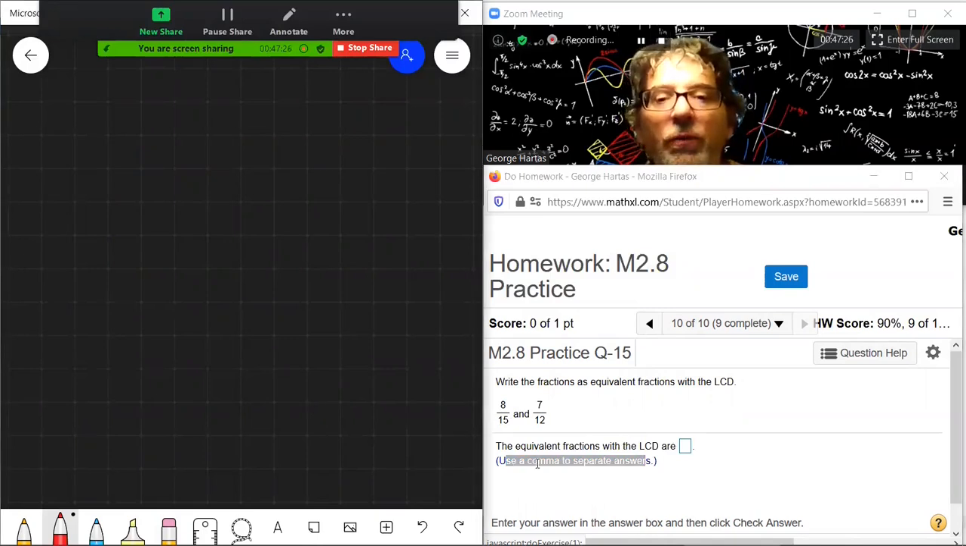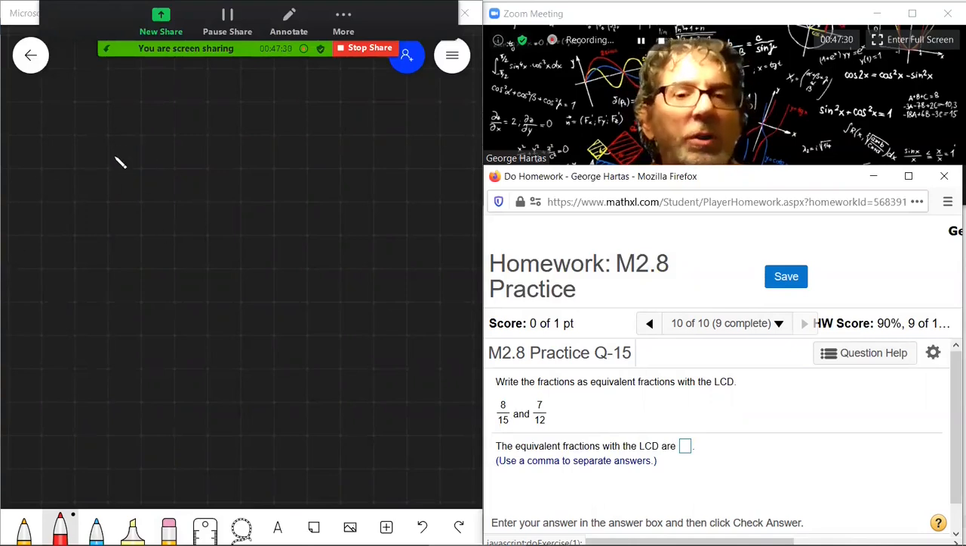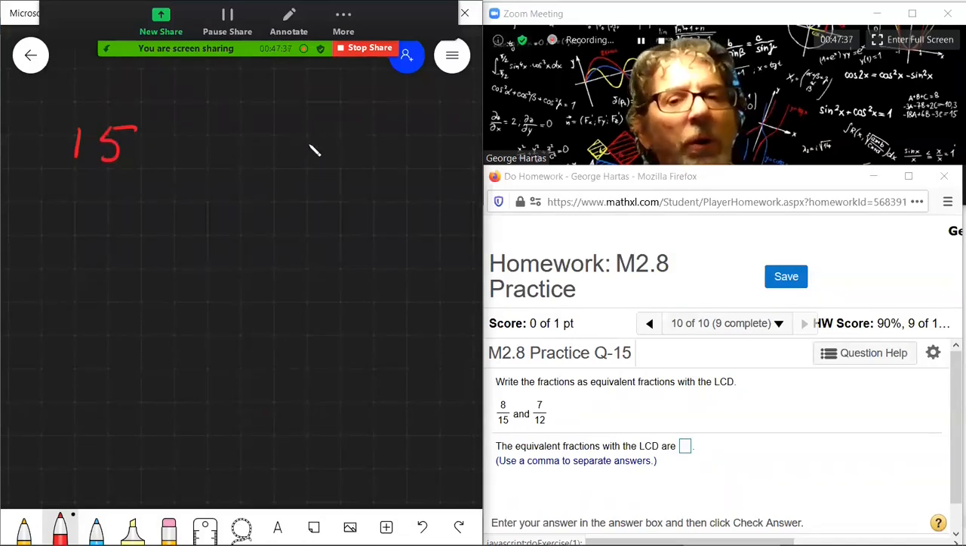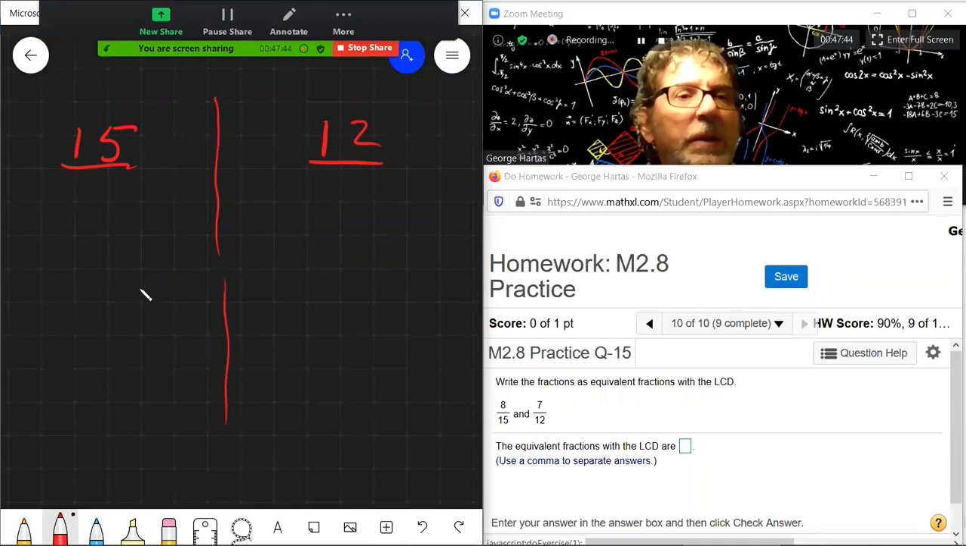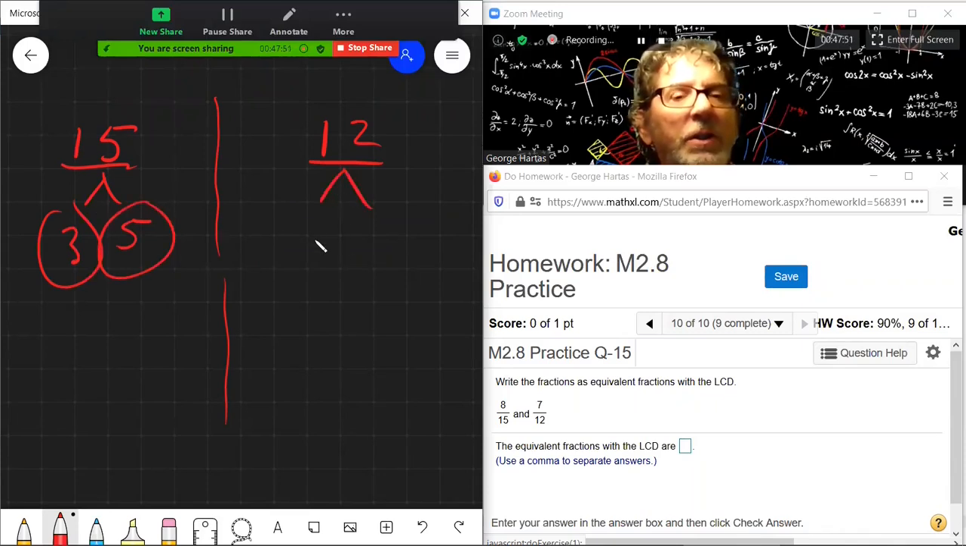First step is to find the LCD between 15 and 12. Use the factor tree. One list of multiples will actually work okay, but these are big numbers, so go with the factor tree. 15 is 3 times 5. 12 is 3 times 4. 4 is 2 times 2.